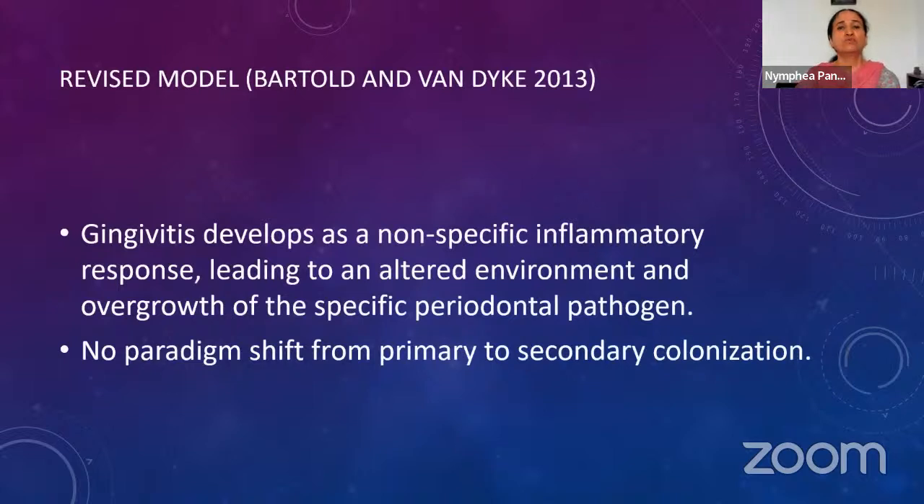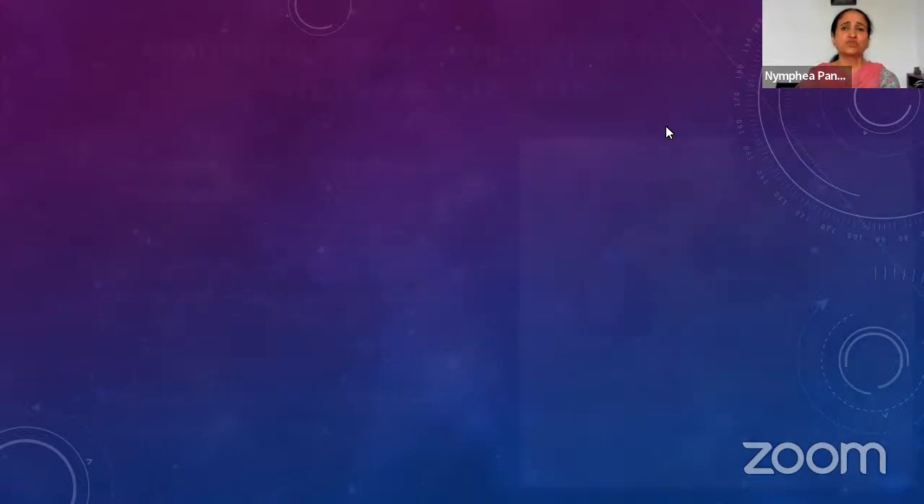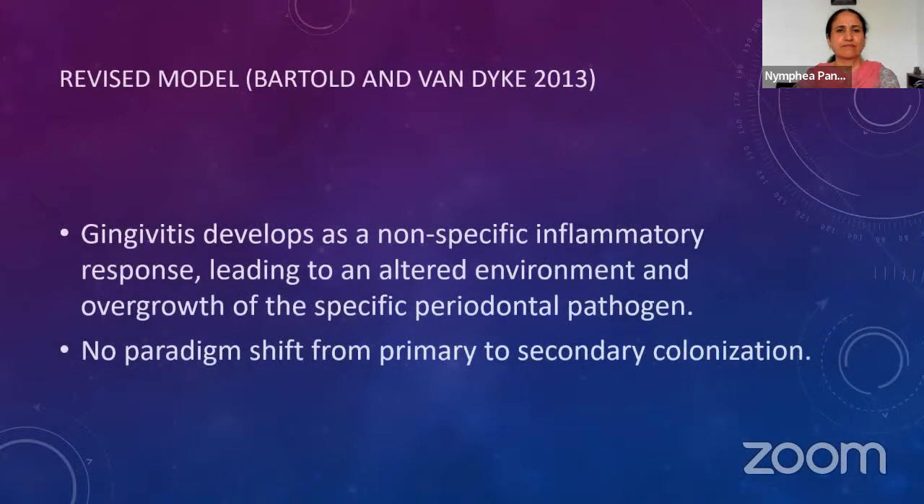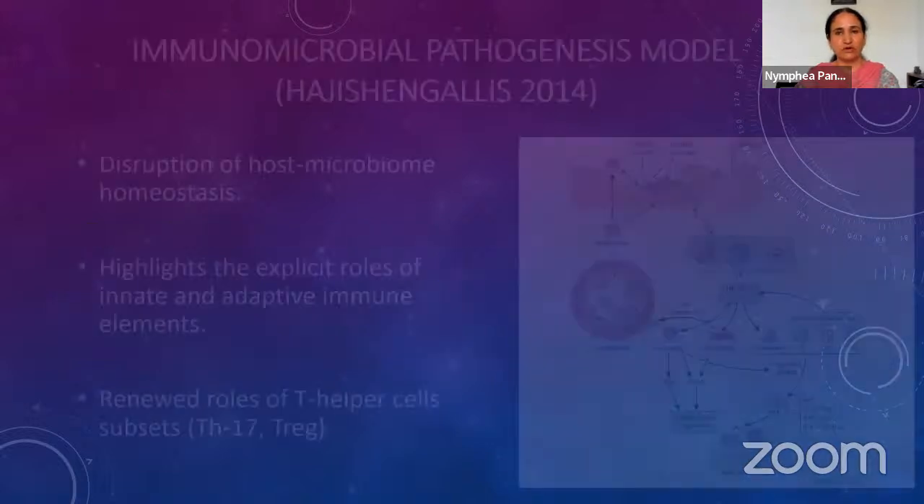So now in 2020 we had this revised model. Initially we thought that there were primary colonizers, then there were secondary colonizers, and then the disease developed. But this revised model by Bartold talked about a non-specific inflammation that was there, and that altered the environment, and then we had the organisms that gave primary importance to inflammation and the acquirement of nutrients, and then the development of different types of colonies over there.